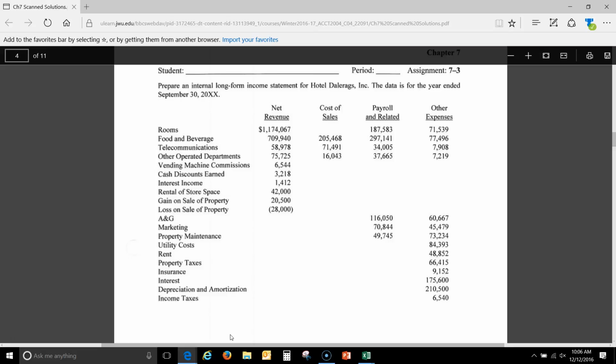Well, actually, before you answer that question, what's different between the internal short form and the external long form? What's different? What are we getting more detail on? Oh, like the revenue, the cost of sales. Good. The revenue, the cost of sales, the payroll, the other for each one of the operating departments, and what else?